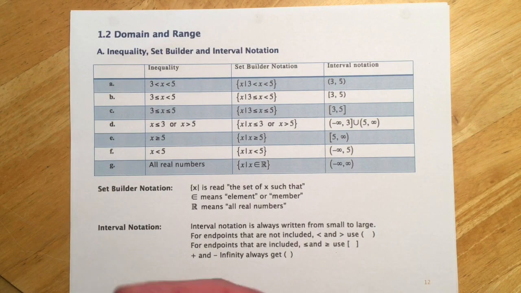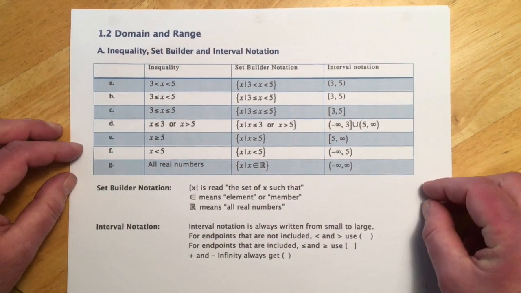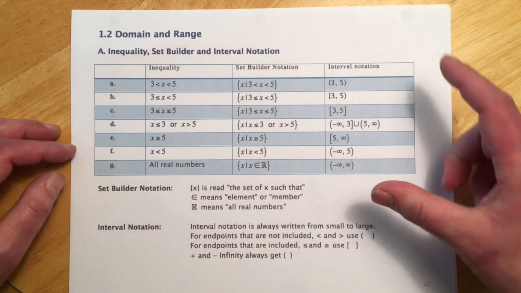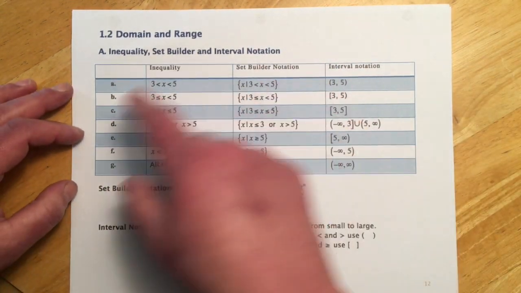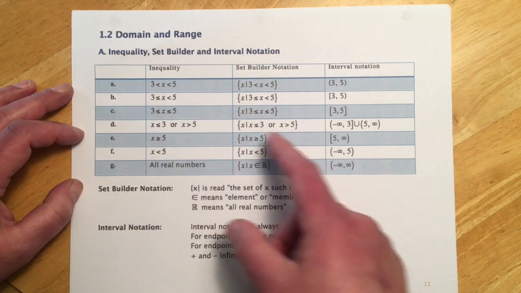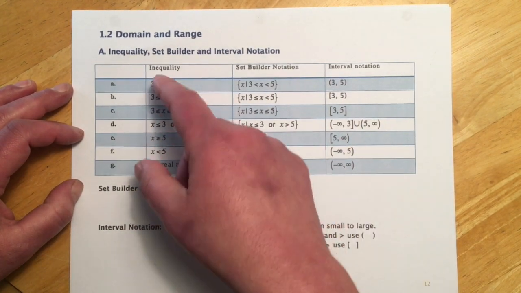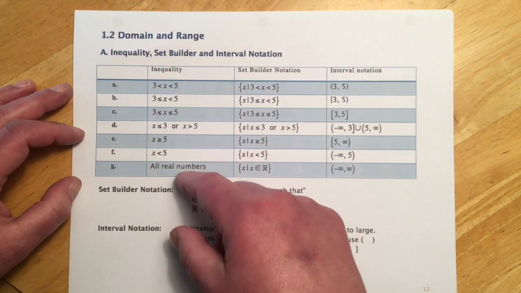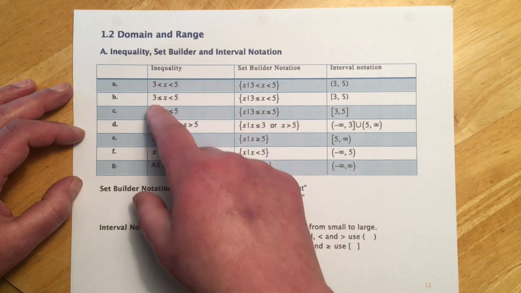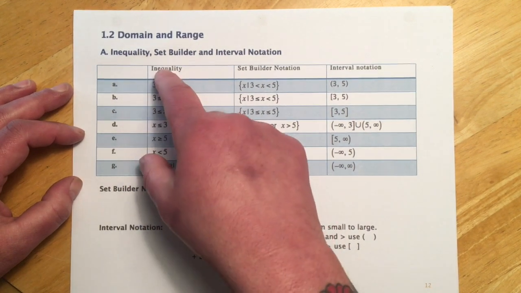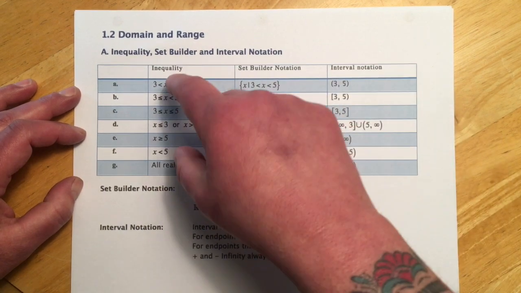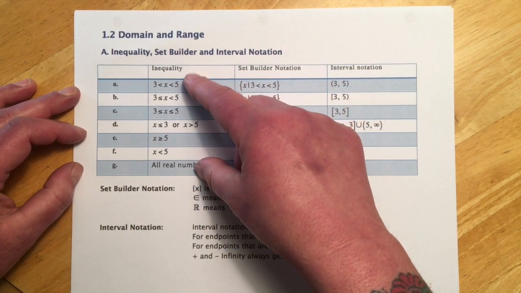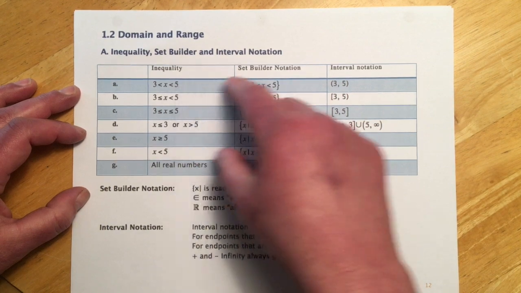Okay, so starting with inequality, set builder, and interval notation. I'm not going to go through all of these because it takes forever, and I'll do some examples with it in a second. But this little chart just shows you every possible iteration of what you can do with a 3 and a 5, basically. And so we have inequality notation, set builder notation, interval notation. Inequality is pretty commonly used, and so that one's good to be familiar with.